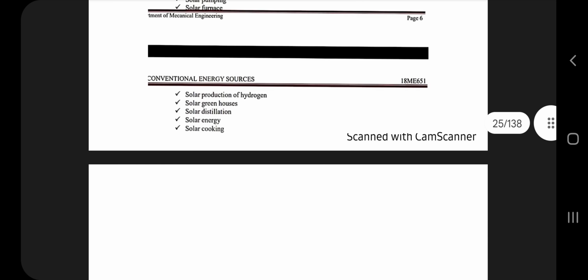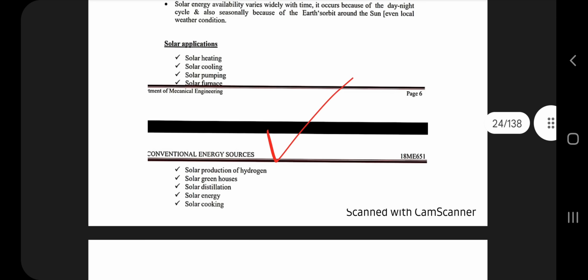Okay. So different types of energy and the energy applications also, like solar heating, cooling, pumping, greenhouse energy, and cooking. So you'll get many contents. Fine. That was about module 1. Let's move on to module 2.